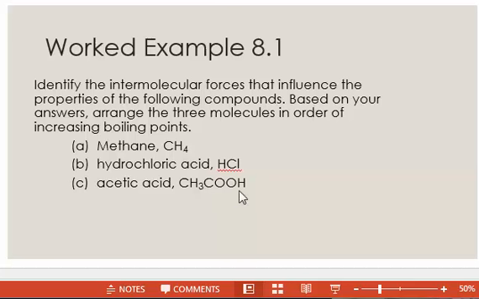Let me just say that in a quiz, I would make sure that the three molecules you rank have similar molecular weight. These three molecules don't have similar molecular weights, but you can still get the correct answer based on what you know about intermolecular forces. Pause the video to figure out the answer.